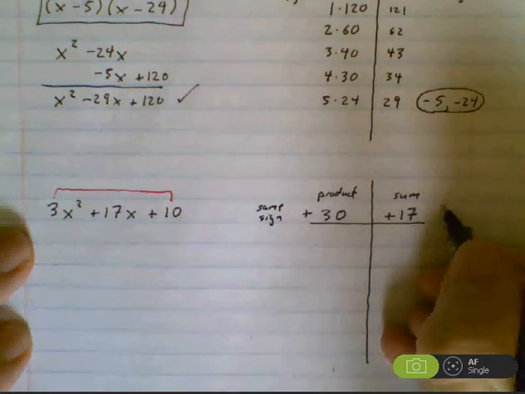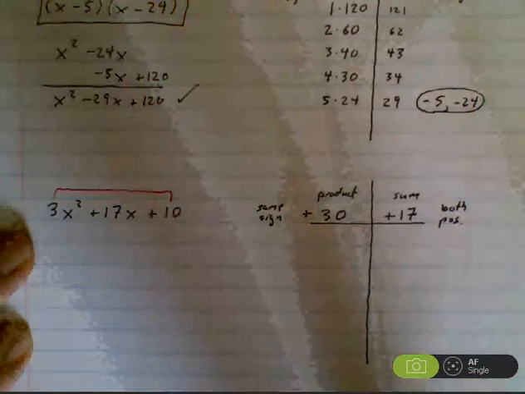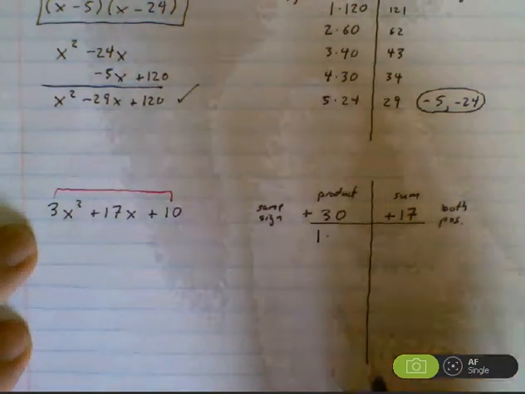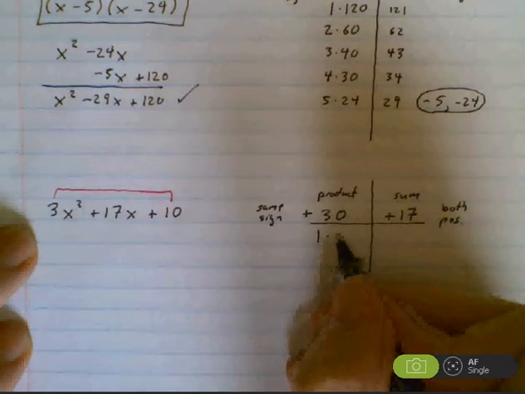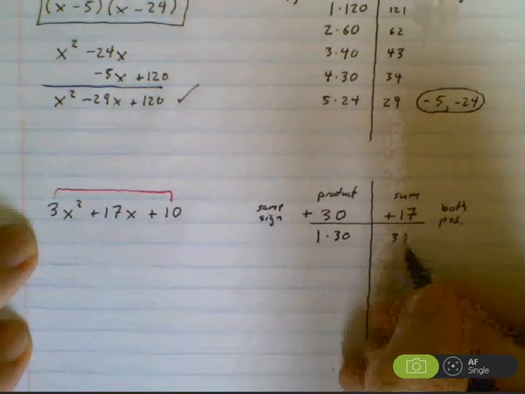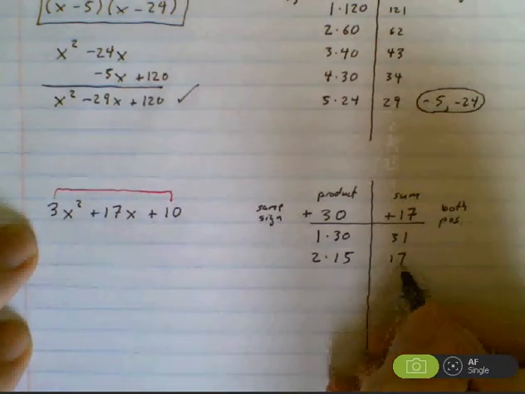Okay. Once again, let's be methodical, starting off 1 times something. That'll be 1 times 30. The sum of those is 31. 2 times 15. The sum is 17, and we found the numbers already. So the answers are positive 2 and positive 15.